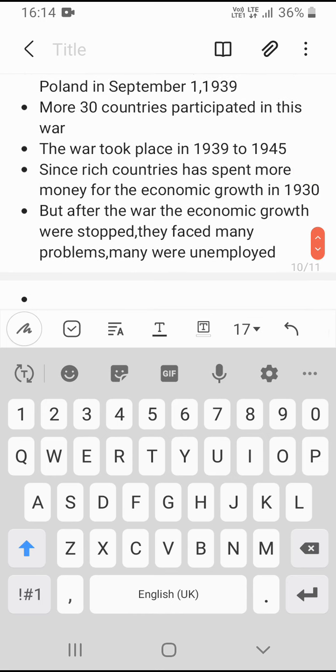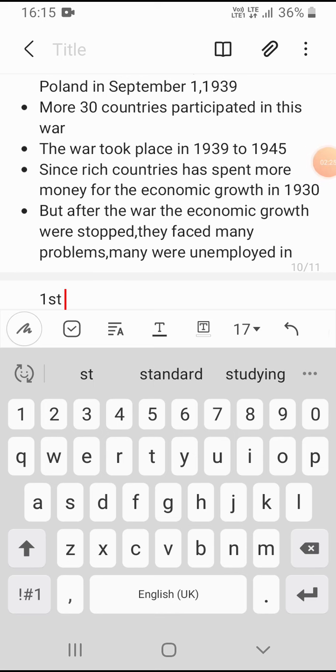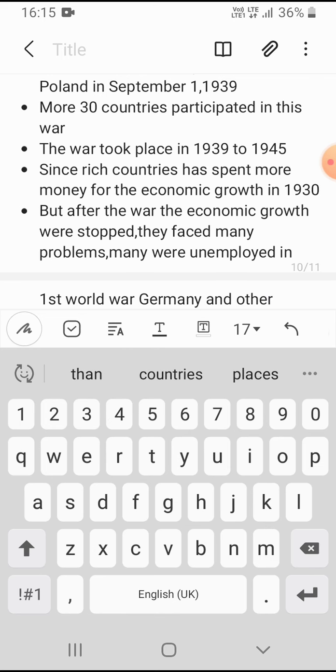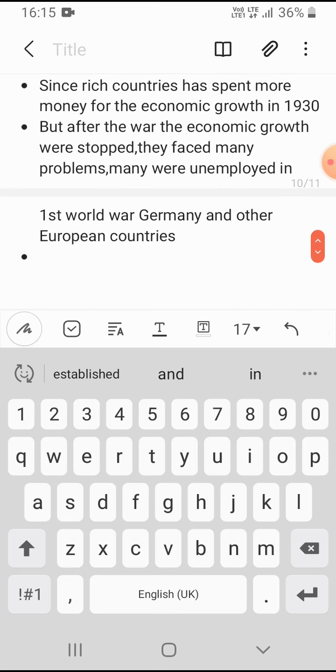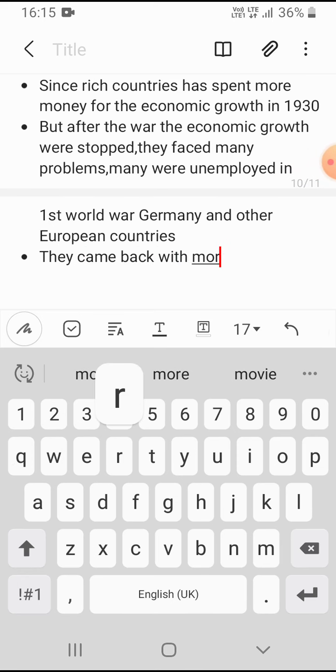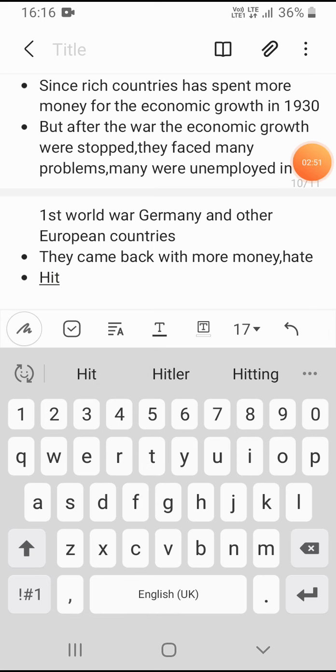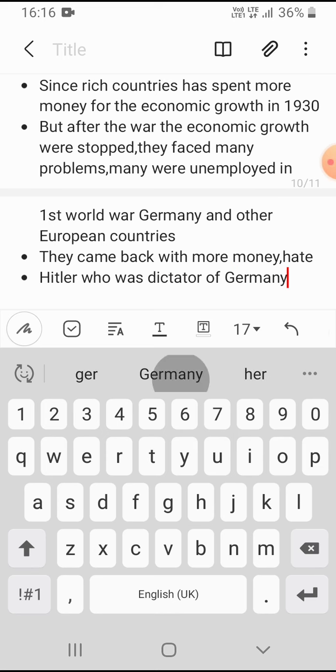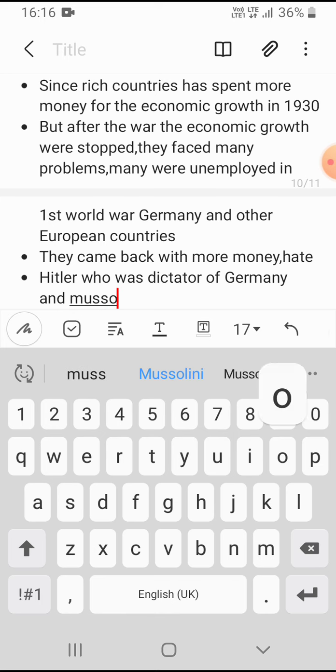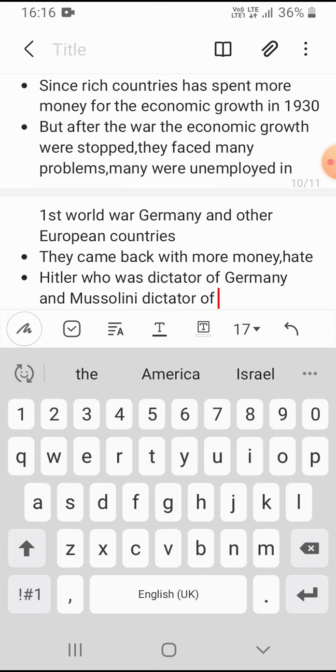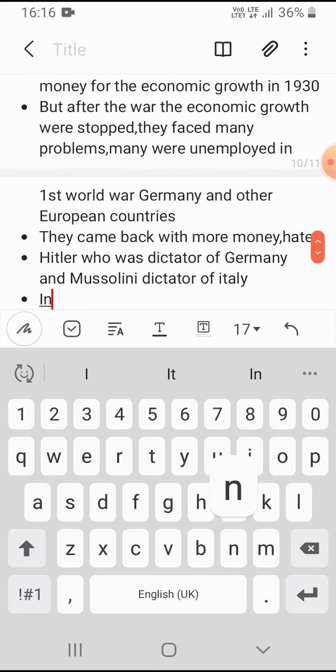After this, they faced a lot of unemployment, as Germany and other European countries did after the First World War. European countries came back with more money and aid to fight against them. Hitler was the dictator of Germany and Mussolini, as you know, the dictator of Italy.